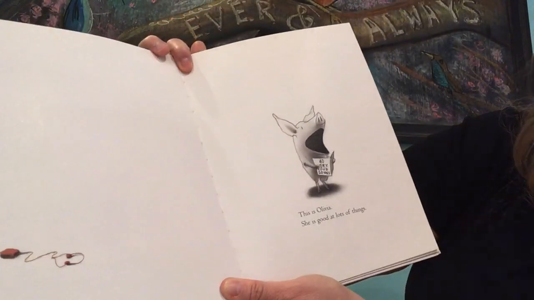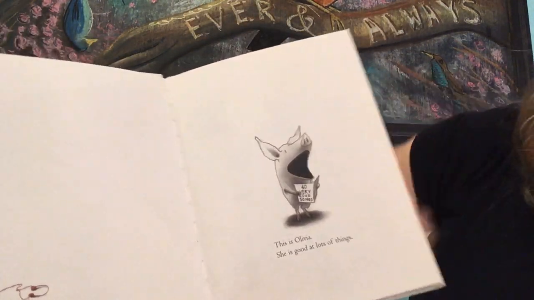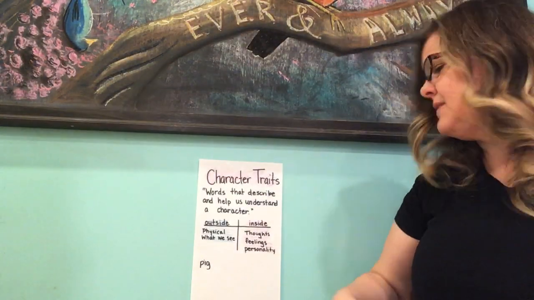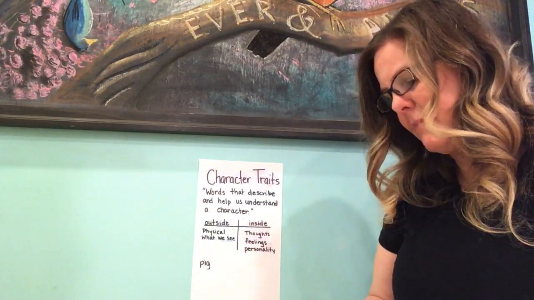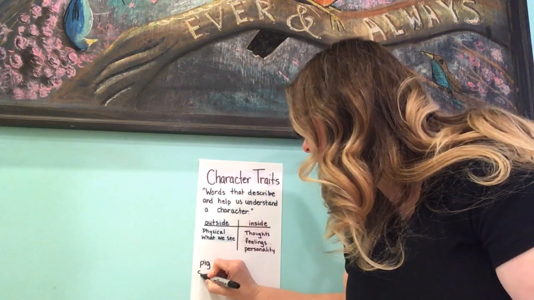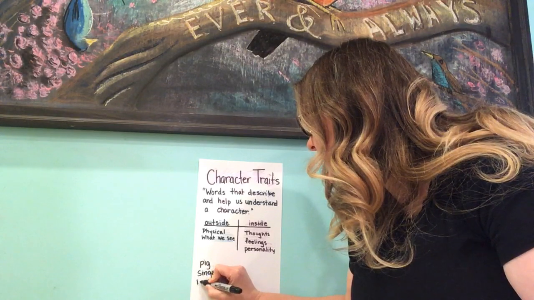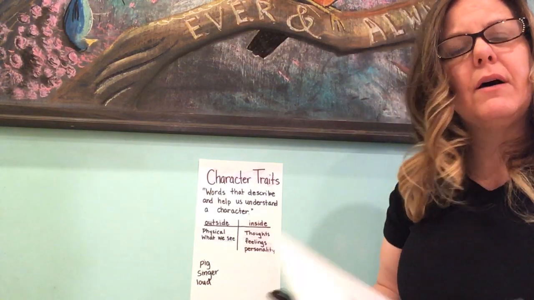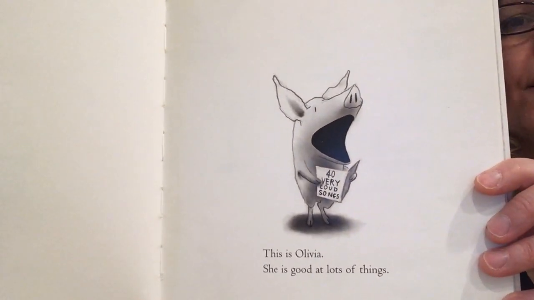This is Olivia. She is good at a lot of things. So this right here says 40 very loud songs. So what can we tell about Olivia? Well, another thing that we notice is she is a singer. She's a singer. And it looks like they're trying to tell us that she is loud. And I think that we can all think of people we know who are loud and people we know who we think are quiet.